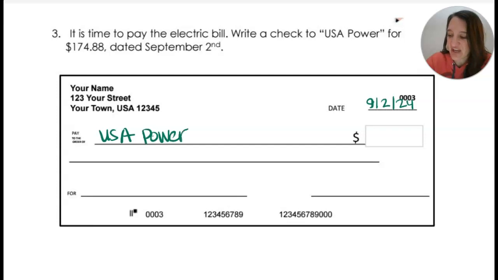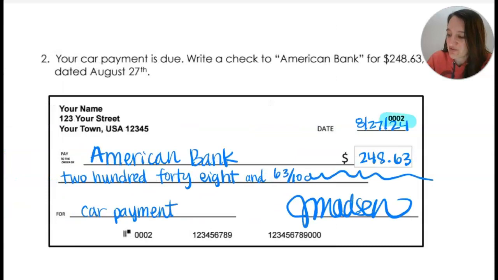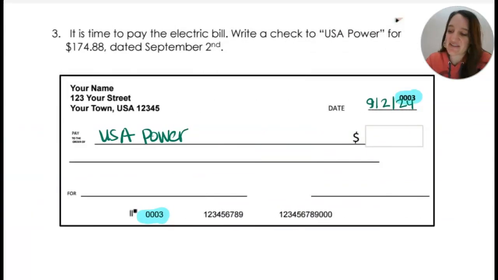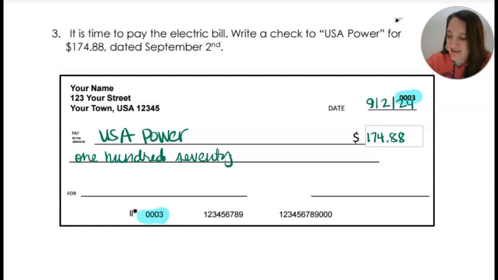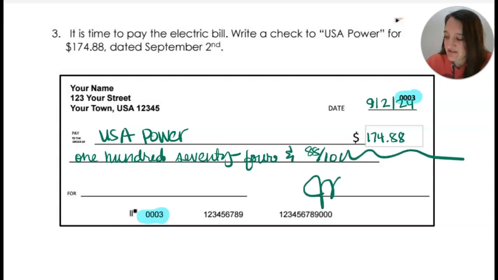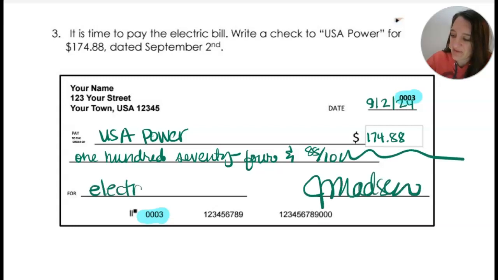Do you notice that the check number has changed? It's now 003, and the one before was 002. It's because every check gets its own number. All right, so USA Power is $174.88. 174 and 88/100ths of a dollar. Sign your name, and if you'd like, write electric bill.